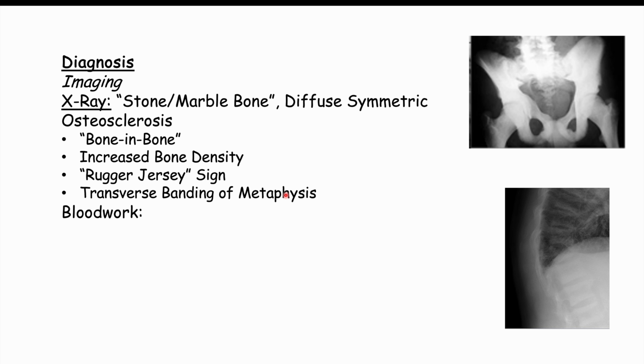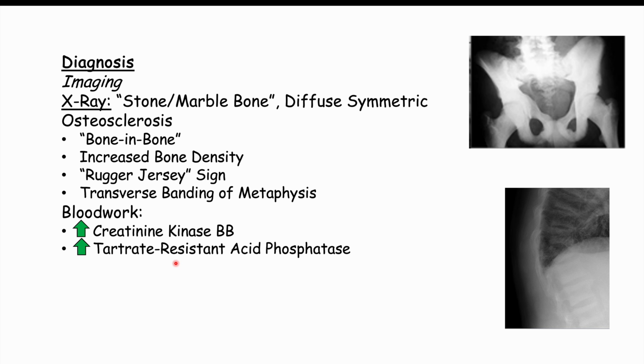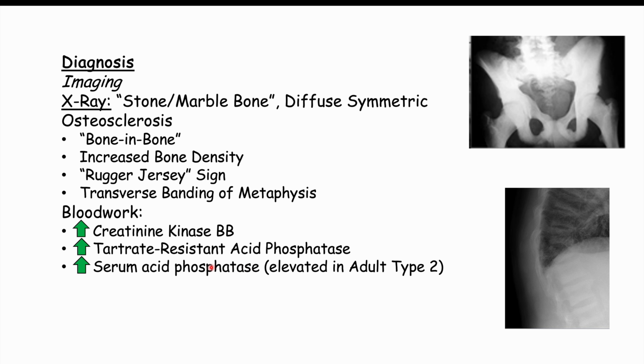We can also find certain findings in the blood work that can help with diagnosis. These include increased creatine kinase BB, increased tartrate resistant acid phosphatase, and increased serum acid phosphatase. This is going to be elevated in adult type 2, not elevated in type 1.